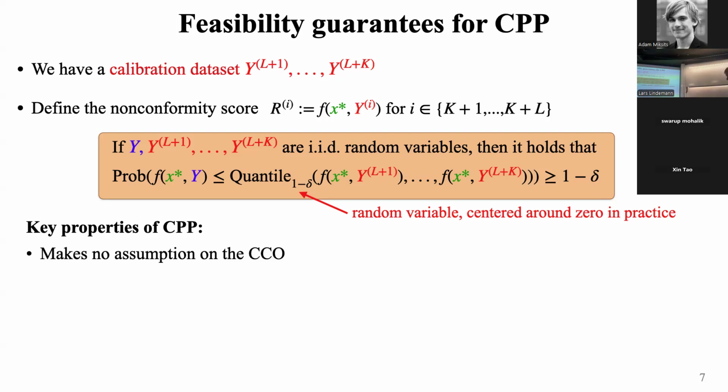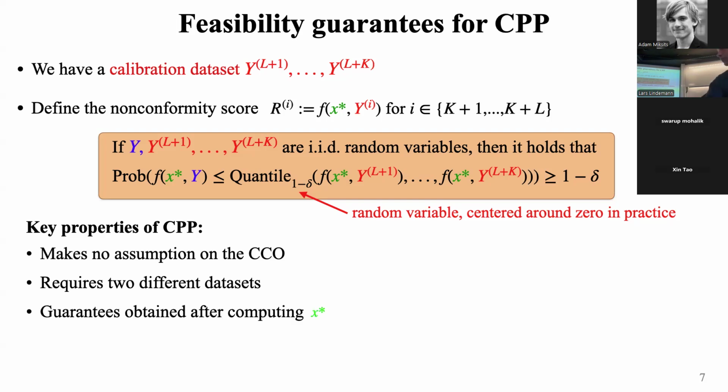The advantage of the CPP, the conformal predictive programming, is that you don't need to make any assumptions on the CCO. Some existing literature assumes that this constraint function f, for instance, is convex. We don't have to assume that here. The potential drawback is that we need an additional data set. We need to split our overall data into optimization and calibration data. And then we get these kind of guarantees.